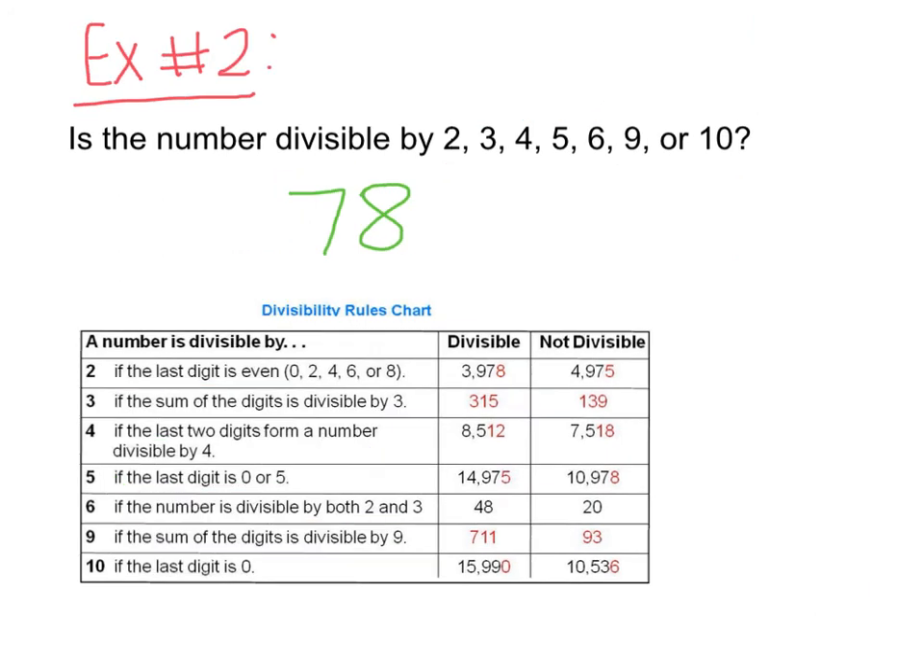All right, example number 2, we're going to do the same thing. We have the number 78 this time. Looking at 2, is the last digit even? And yes, it is. There's an 8, so it is divisible by 2.